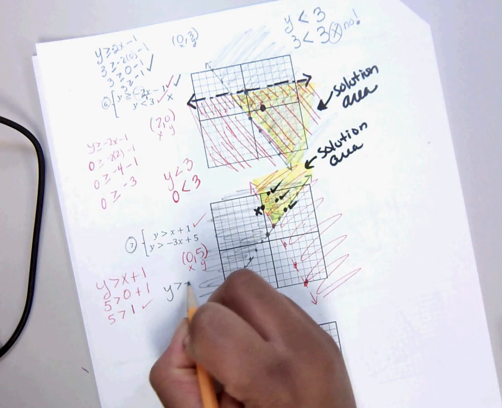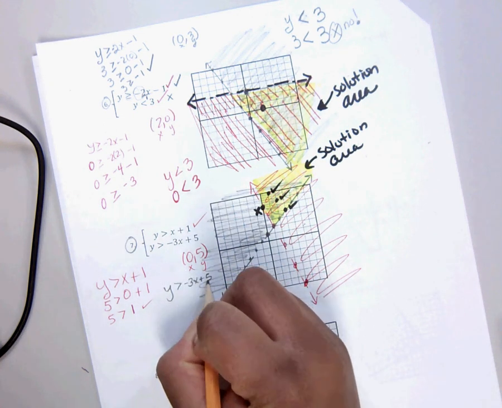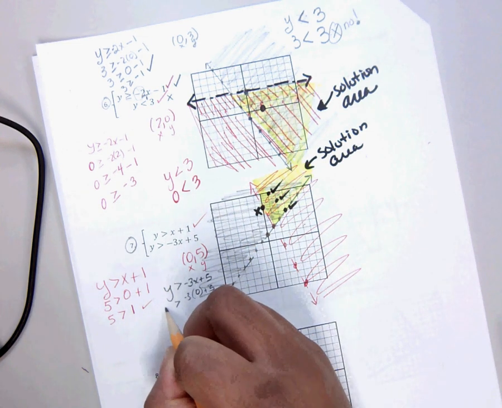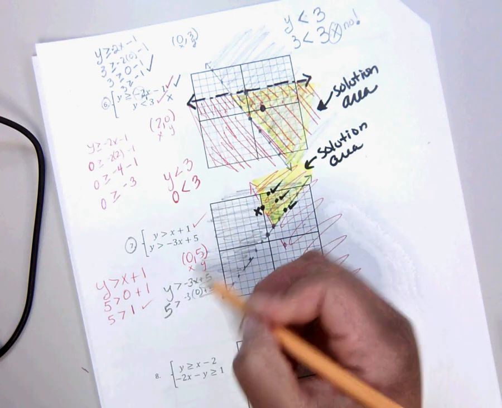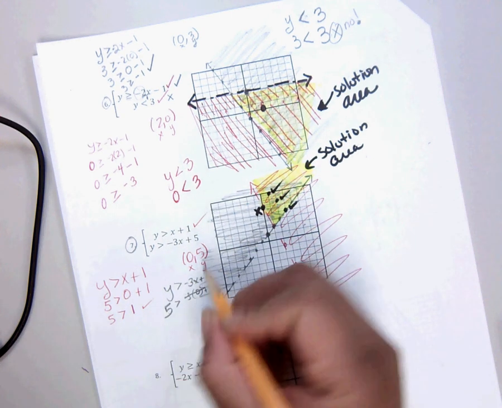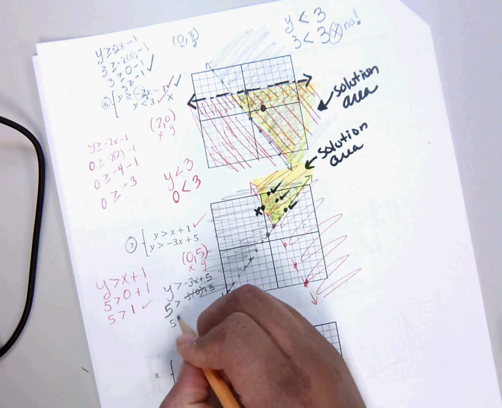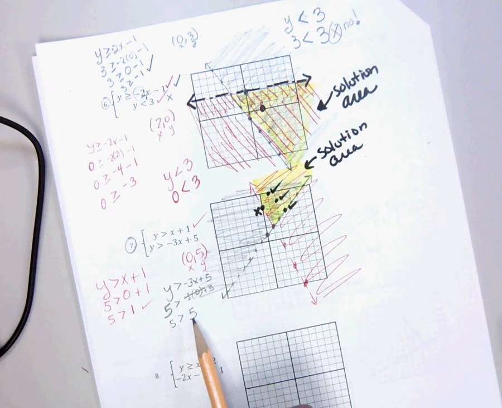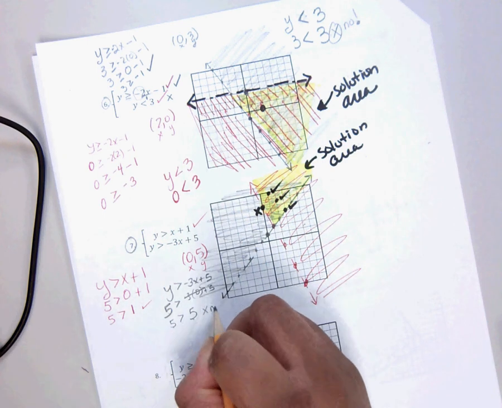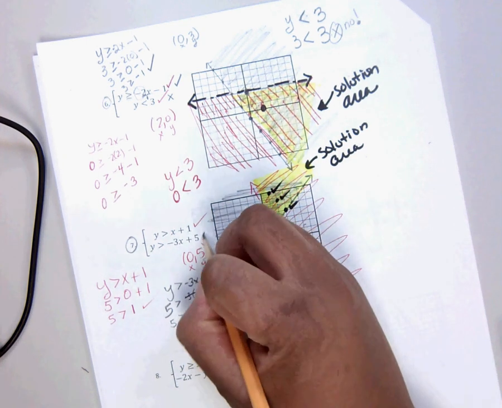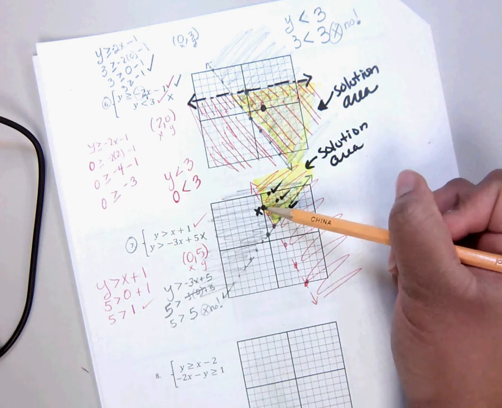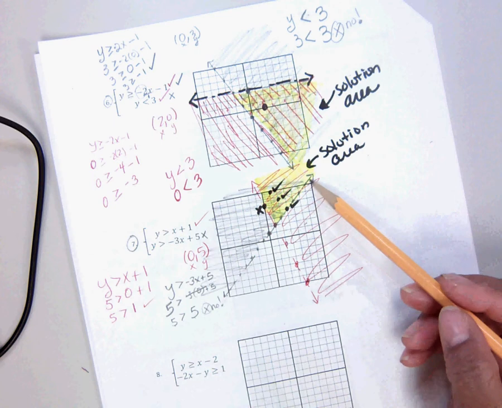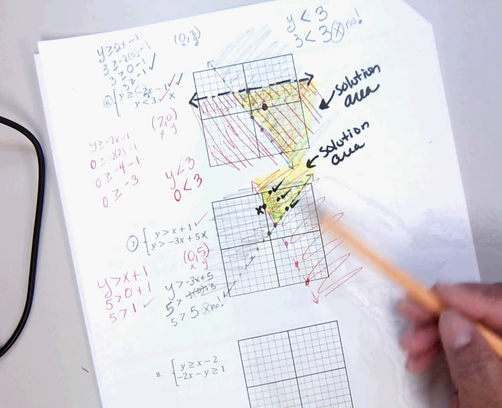Y is greater than negative 3x plus 5. Plug it in. 0 here. Plug in the y is 5 here. That's 0, so I'm left with 0 plus 5, which is 5. Is 5 greater than 5? No, it is not. Therefore, this is not a solution to this system, only a solution for the first one, which is why it works on that part of the line.